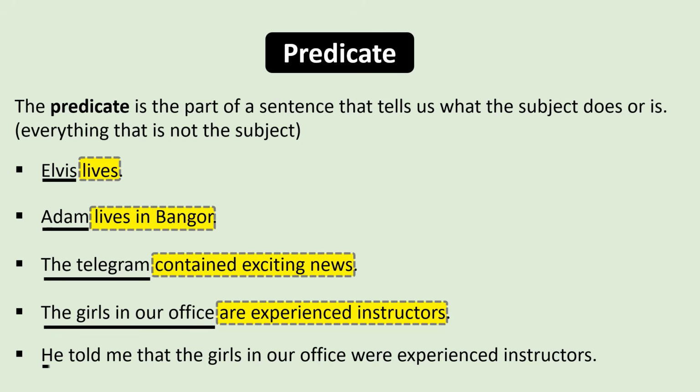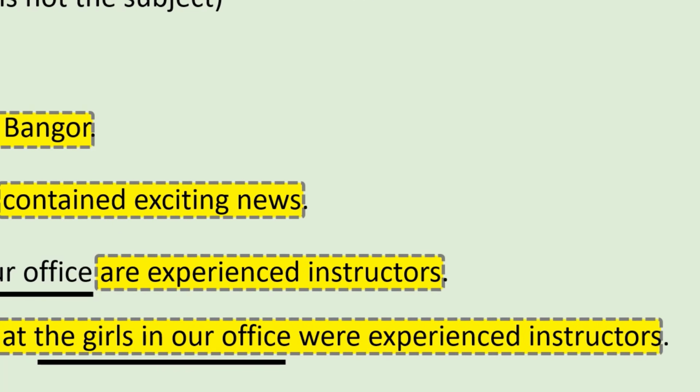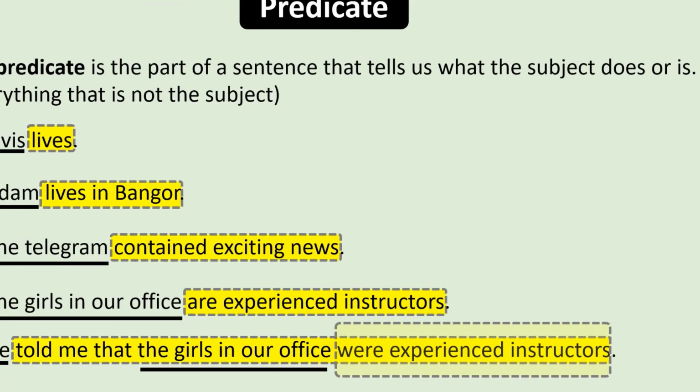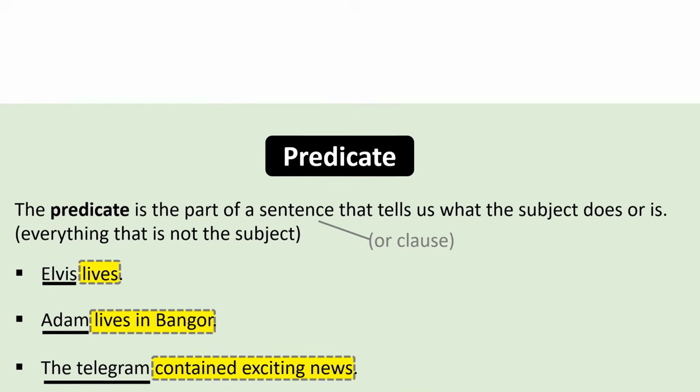Look at this one though. He told me that the girls in our office were experienced instructors. He is the subject, so this is the predicate. And this is the predicate. But look at this. The girls in our office is also a subject, and it has its own predicate. So let's look up at the definition. The predicate is the part of the sentence or clause that tells us what the subject does or is. In other words, if there is a subject, then there will be a predicate. Okay, let's get back to predicate nominative.